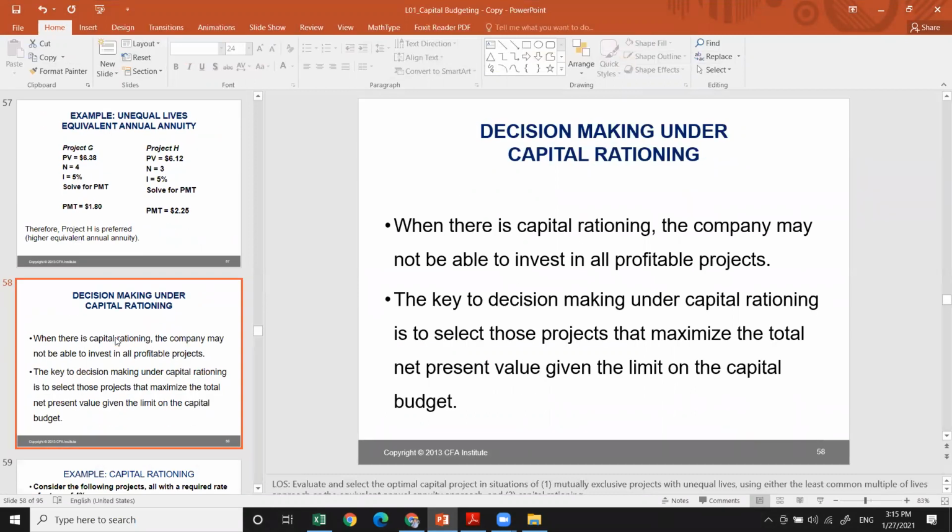So, decision making under capital rationing. When there is capital rationing, the company may not be able to invest in all profitable projects. So the key decision I'm making under capital rationing is to select those projects that will maximize the total net present value. This is the key point that you should keep in mind, within the given limit on the capital budget that you have.